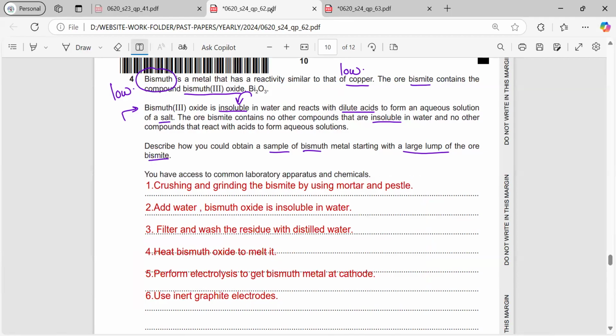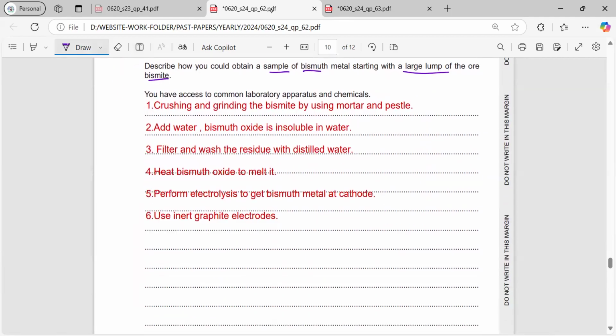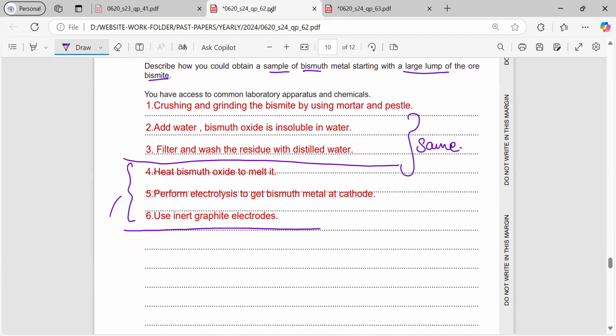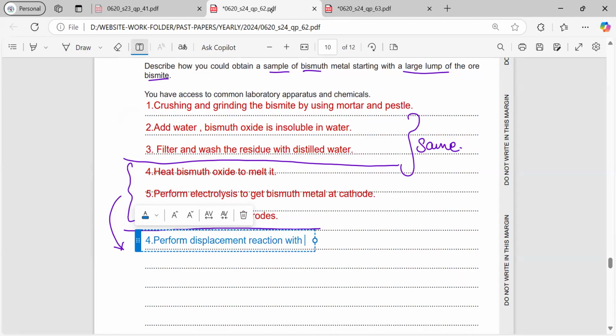Or apart from this, you can use another option. The first 3 steps are the same. These steps are the same. And instead of these steps, you can use another alternate way. What you can do is a displacement reaction on it. Number four, perform displacement reaction with bismuth oxide using carbon.